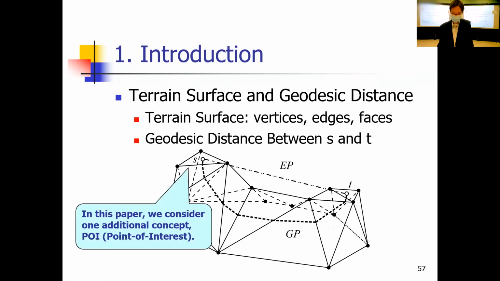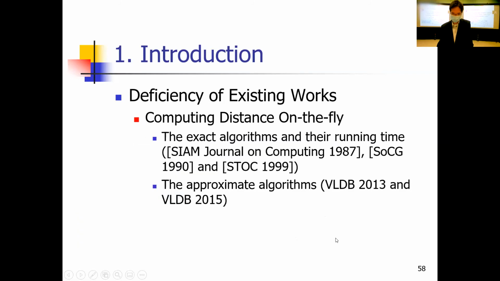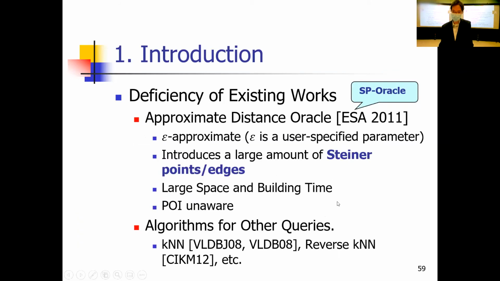Here they will introduce a lot of more points along this edge, and then based on all these points, add edges between all these additional vertices or points. This means a lot of points and also a lot of edges are introduced in the framework. So this leads to a large space, since they have more points and more edges.